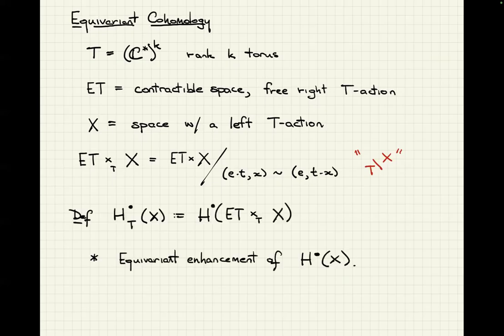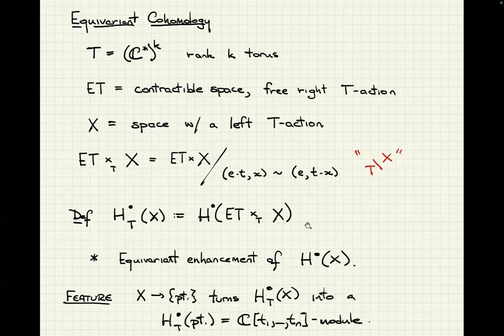And now we come to the definition of equivariant cohomology. So the equivariant cohomology of X with respect to T is the ordinary cohomology of this fiber product. And the way to think about this is it's an equivariant enhancement of ordinary cohomology. And a really cool feature of equivariant cohomology that will be important in this talk is that the canonical map from X to a single point, so I can let T act on a single point, is an equivariant map. This turns my equivariant cohomology ring into a module over the equivariant cohomology of a point. And this is in fact a polynomial ring.